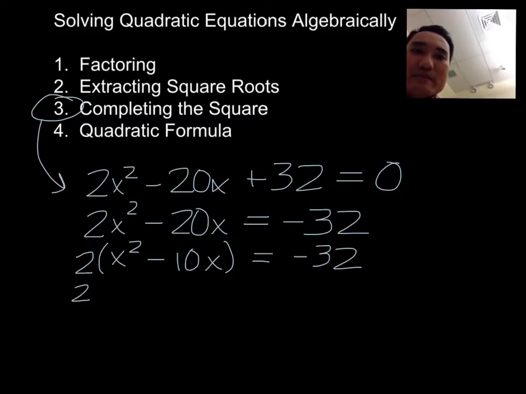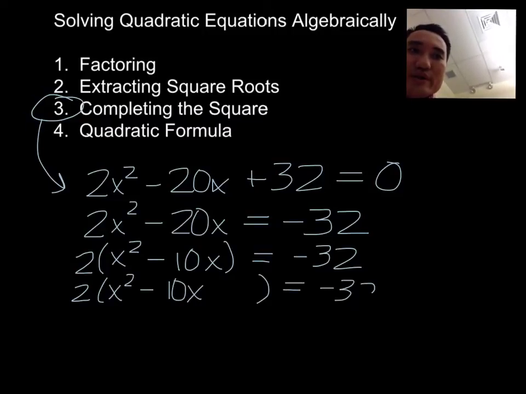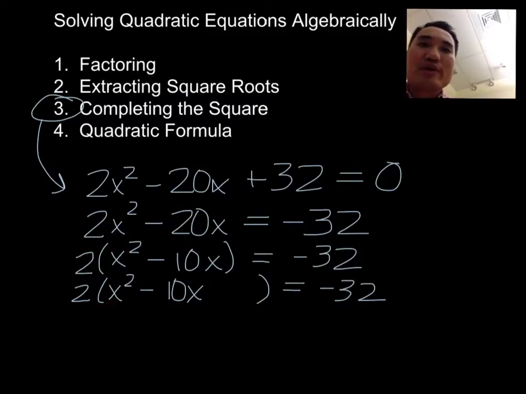Then the next step is to complete the square. This is the part where you have to figure out what goes over here so that this whole parentheses can be written as a binomial squared. You might remember that we have to take half of the 10 here, which is 5, and square it, and you get 25.